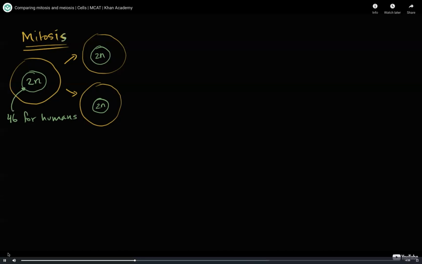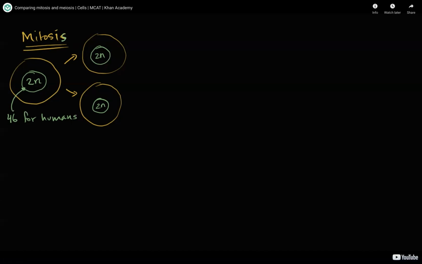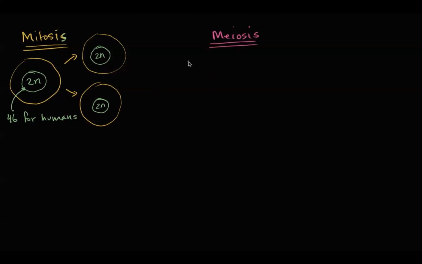Now, what happens in meiosis? I'll do that over here. In meiosis, something slightly different happens. And it happens in two phases. So you will start with a cell that has a diploid number of chromosomes. And in its interphase, it also replicates its DNA. And then it goes through something called Meiosis One.